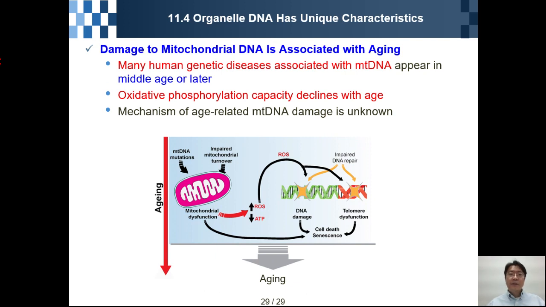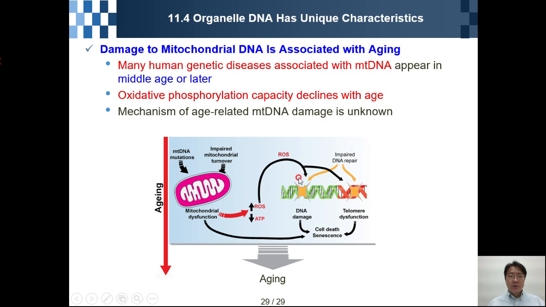Damage to mitochondrial DNA is associated with aging, because many human genetic diseases associated with mitochondrial DNA appear in middle age or later. Also, oxidative phosphorylation capacity declines with age. So based on this, people think that damage to mitochondrial DNA may be associated with aging. Usually during aging, mitochondrial dysfunction happens and increases ROS, so maybe the ROS attacks the mitochondrial DNA. However, the mechanism of age-related mitochondrial DNA damage is unknown.